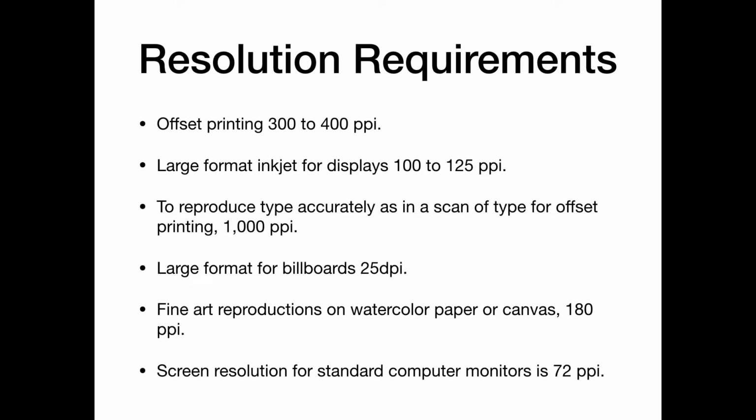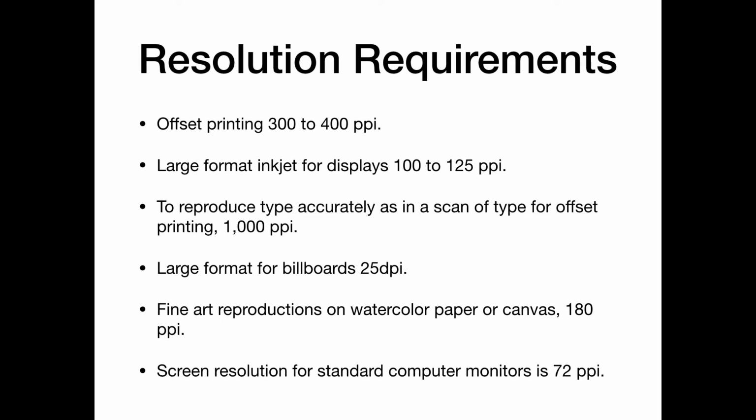Large format, okay? We're talking banners and display graphics, that sort of thing. 100 to 125 PPI. Now, to reproduce type accurately, if you're going to scan it, it needs to be scanned in at 1,000 pixels per inch. That will give you what we call type quality, meaning that it looks like the type was set and it's not a scan. It's not going to fall apart. You need at least 1,000 pixels per inch. I do mine at 1,200, but 1,000 is fine.